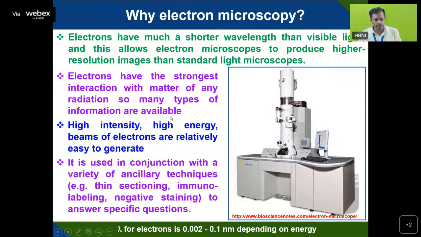So many types of information can be available, and it is high intensity. Electron beams are high intensity, highly energetic, and relatively easy to generate. You can simply generate electrons by thermionic emission, and those electrons can be used as a source for electron microscope. It can also be used in conjunction with other techniques so that you can get better information, like thin sectioning, immunolabeling, negative staining, and then you can see your microscopy images. So in a nutshell, electron microscopy has much more advantage than conventional light microscopy. You can see smaller objects.